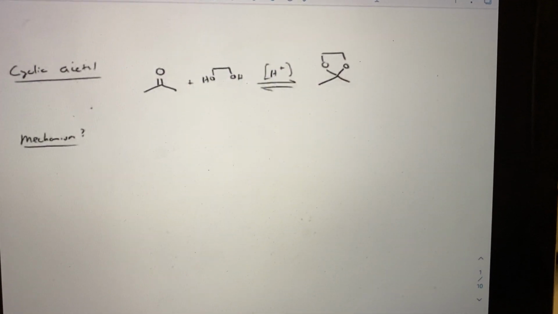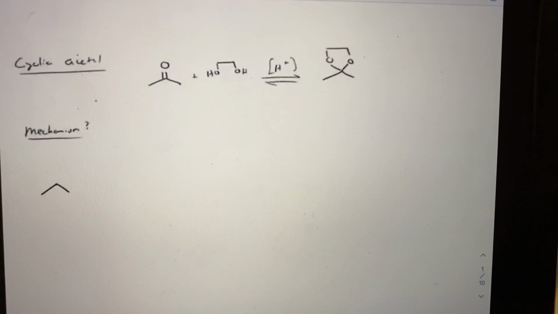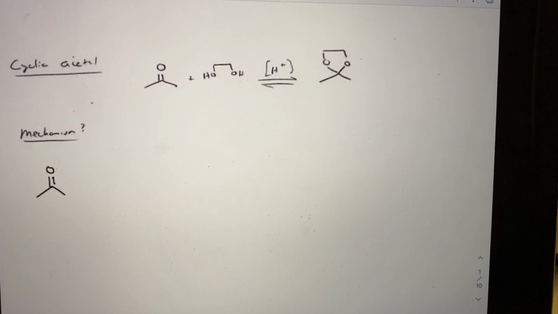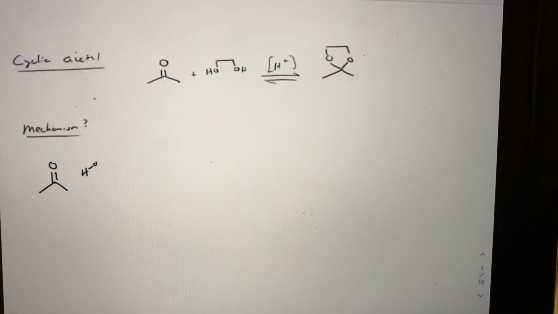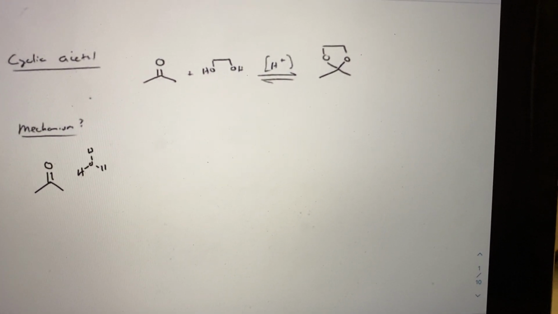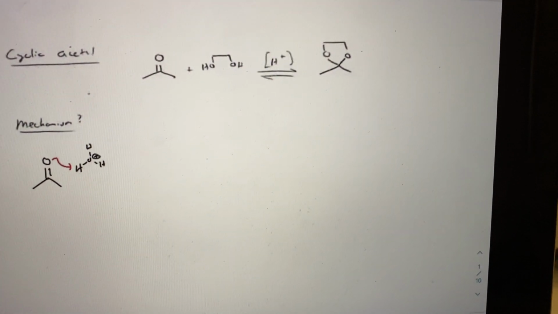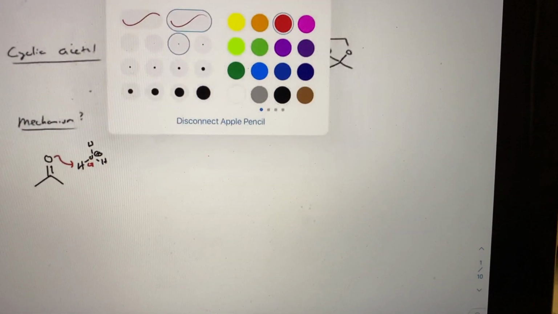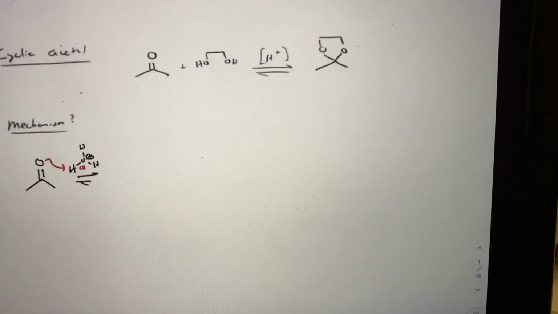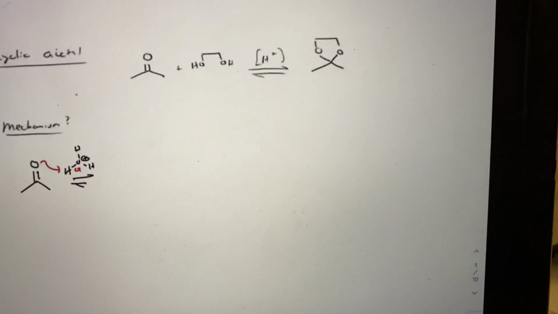So I encourage you to be a step ahead of me as we draw this. And so we have our ketone in the presence of our generic acid. We'll just put it hydronium. And so the first step is we're going to protonate this. All steps, again, are reversible. I'm trying to make it a little bit bigger.